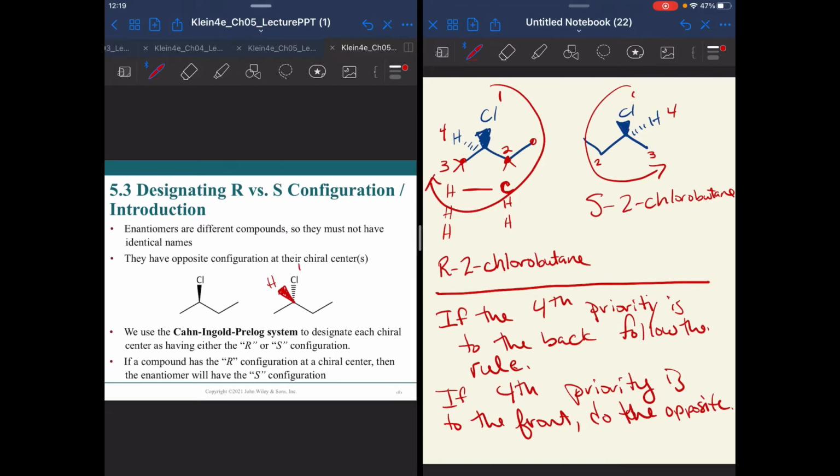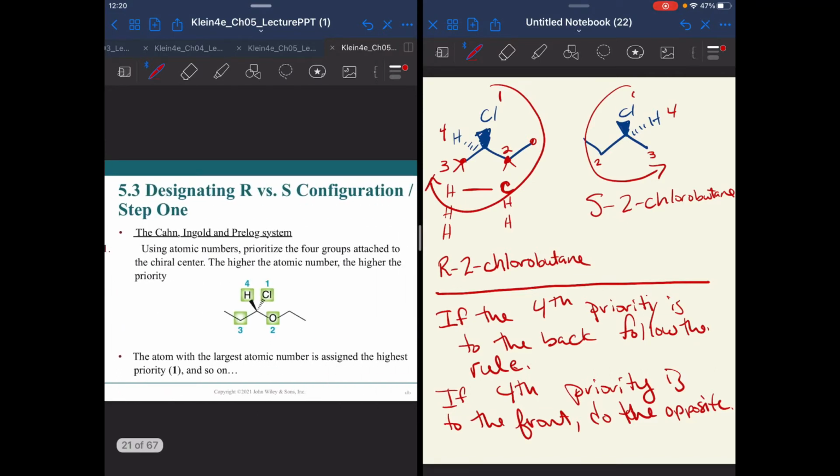So we can still prioritize 1, 2, 3, and 4. We can connect 1, 2, and 3. It looks clockwise, right? Remember this one over here is R. It looks clockwise, which would be R, but H is coming towards you, so this one must be S. I highly recommend doing a bunch of R and S practice. You will find some extra practice from me on eCampus as well as your homework.